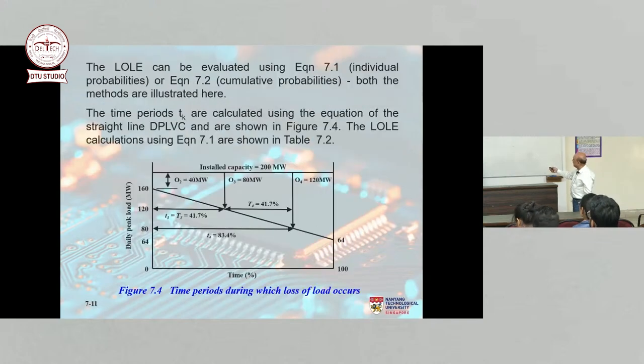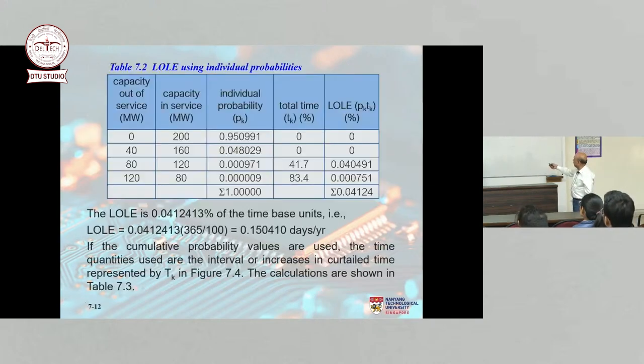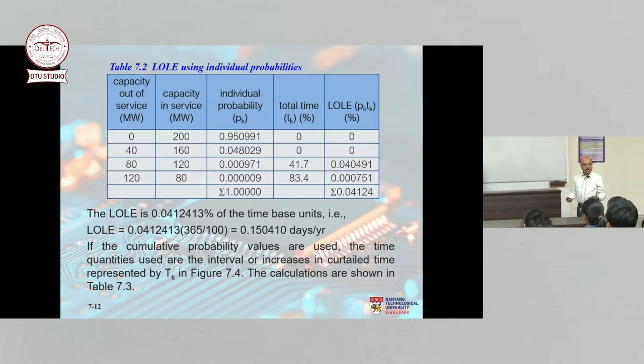But I look at this, 40 megawatt out means I'm still able to meet 160 megawatt, correct? So therefore, I'm not losing the load at all. So that number will also be 0. The time units are 0, 0. Can you see that? Tk for the first outage, meaning no generators out, is 0. Tk for the second case, one generator out, 40 megawatt, is still 0, because we are not losing load. There is no loss of load.